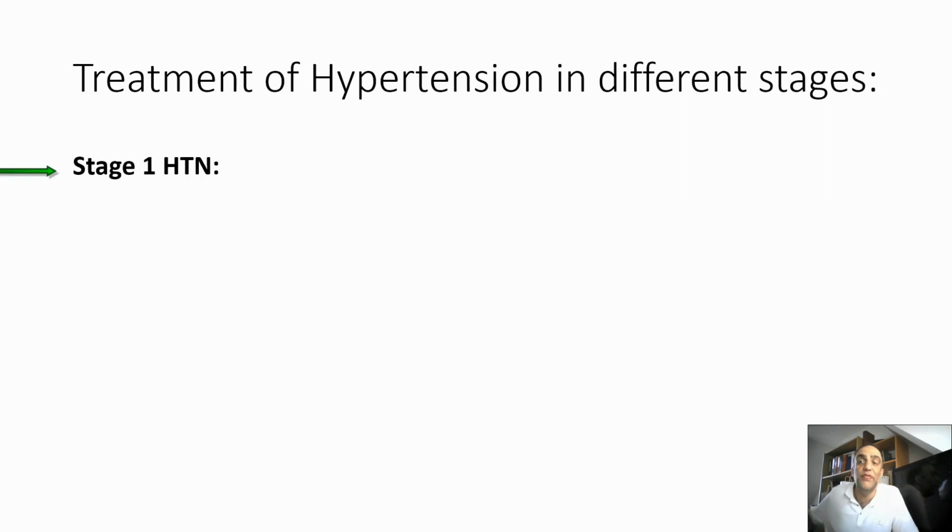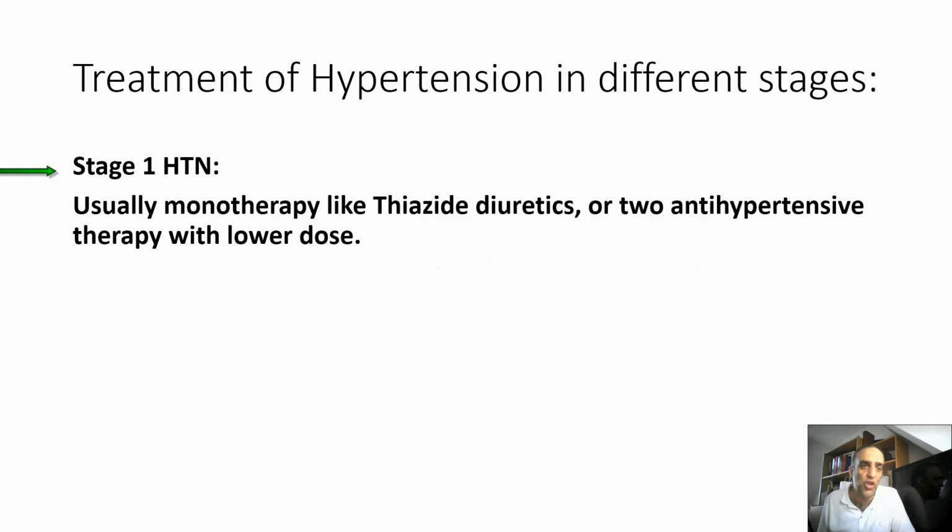Treatment of hypertension in different stages. As I mentioned before, in different stages we need a different therapy, and we also have to care about the disease of the patient, whether it's secondary or primary hypertension. In stage 1 hypertension, if the patient doesn't have kidney failure or, for example, diabetes mellitus, we usually can use monotherapy like thiazide diuretics and lifestyle modification.